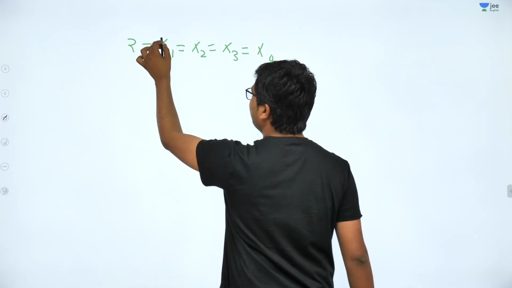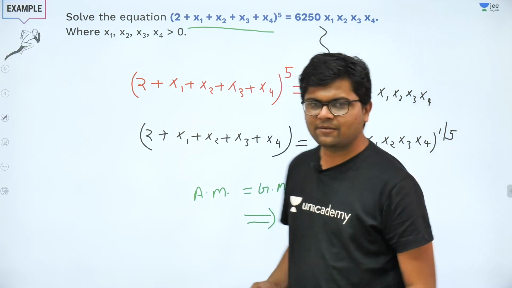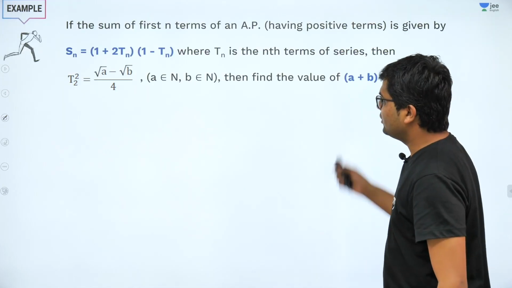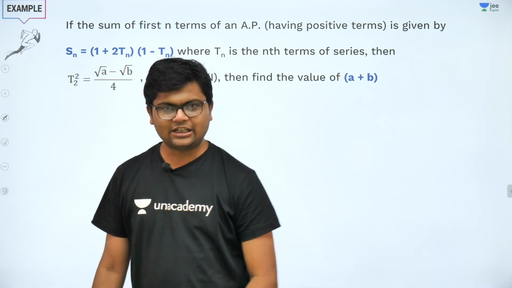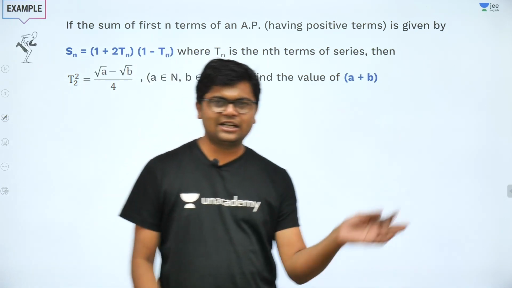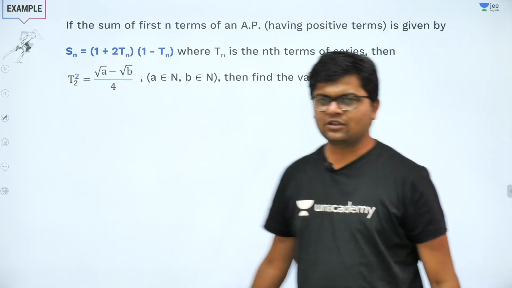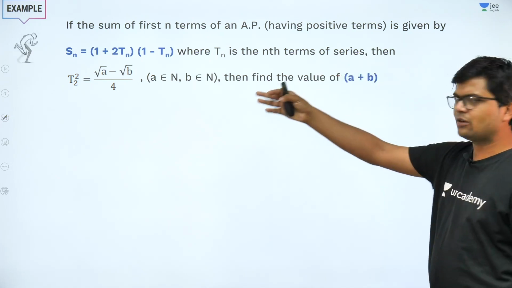It was a wonderful question. In fact, wonderful solution. Got my point? Very good, students, very good. So let's try this question. It is also a very beautiful question, a wonderful question. It is also an integer type. If the sum of the first n terms of an AP having positive terms is given by this, you need to find out T2.